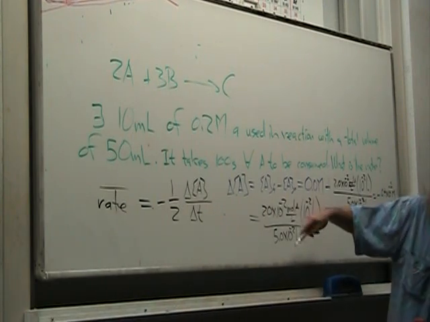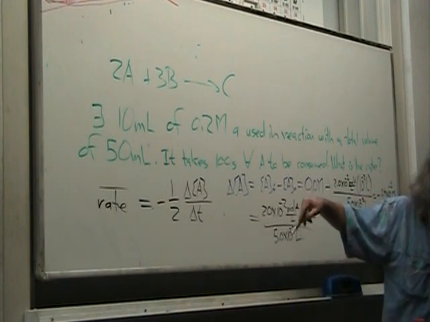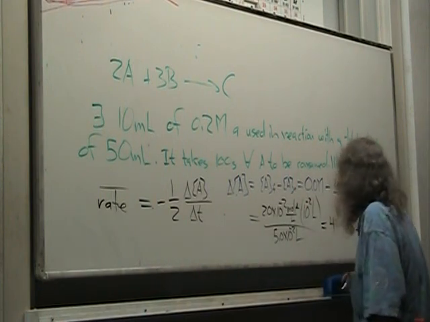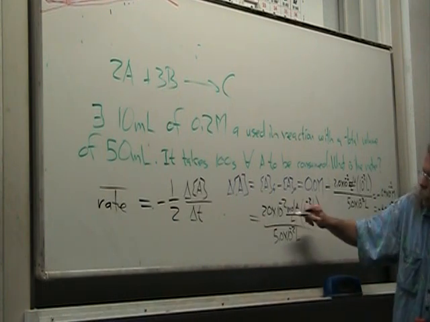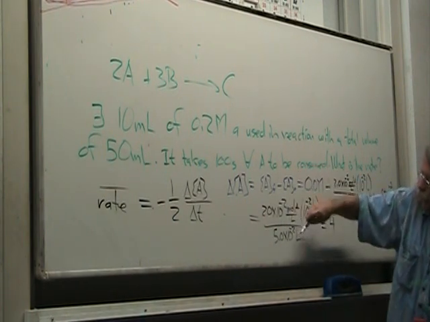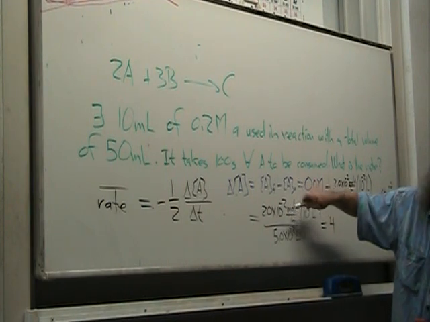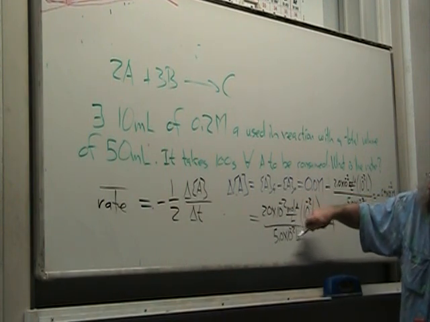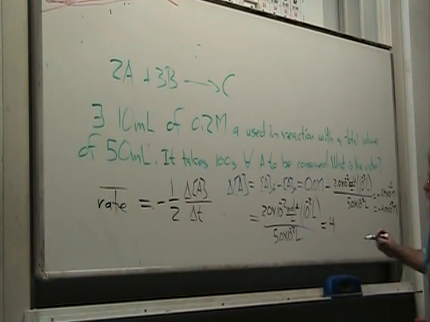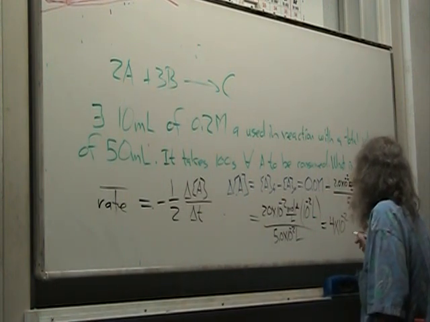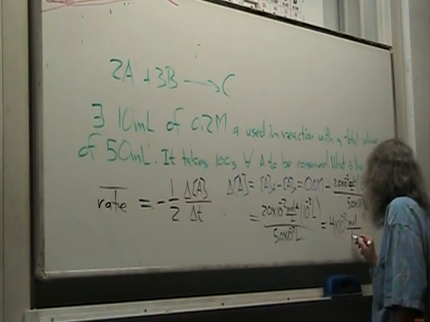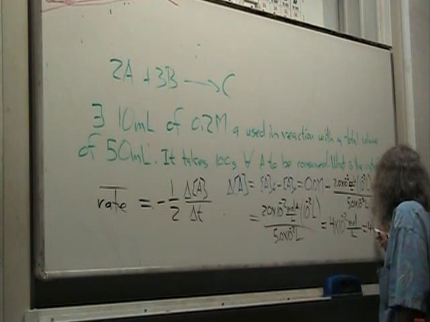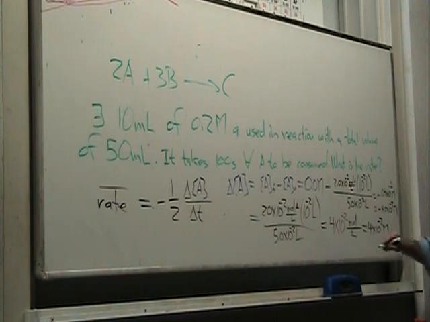I'm getting dingy, obviously. So this 20 divided by 5 is equal to 4. And the 10 to the minus 2 divided by 10 to the minus 2 cancels out. That's 1. And it's 4 times 10 to the minus 2. And then the units are moles per liter, equals 4 times 10 to the minus 2 molar.